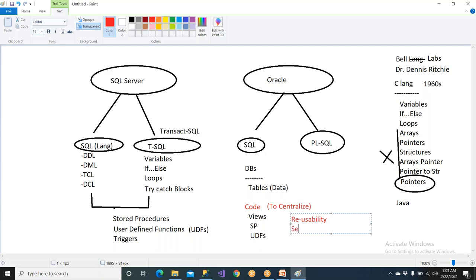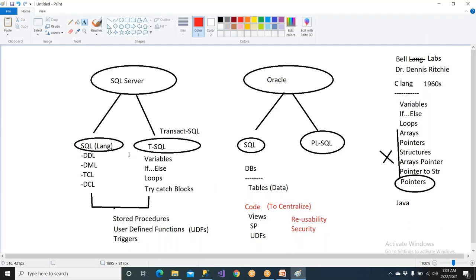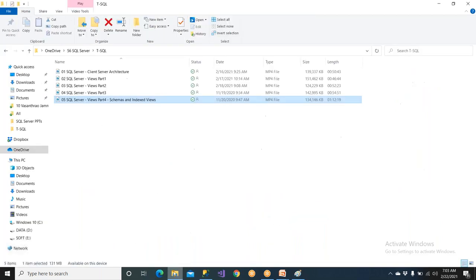And you can apply security on these topics. Views can have a security feature applied. Stored procedure is a beautiful concept where you can apply security. User defined functions also you can apply security. So code reusability, code centralization, these are the common features that we had. Clear? We already learned views. I think we discussed for 2 to 3 days, right? 2 days we have discussed, and I have uploaded the videos.